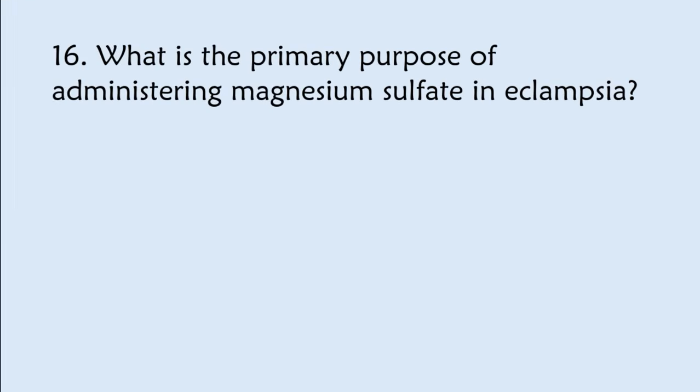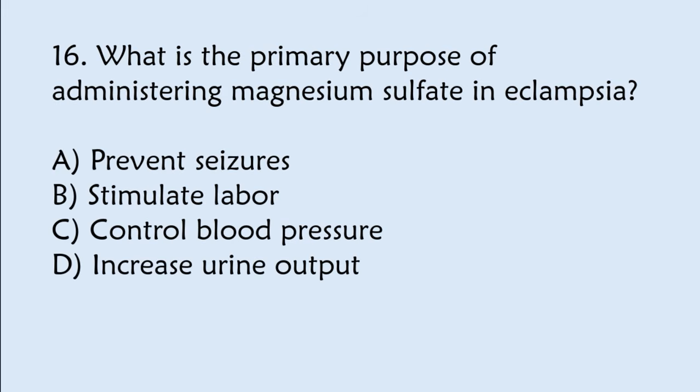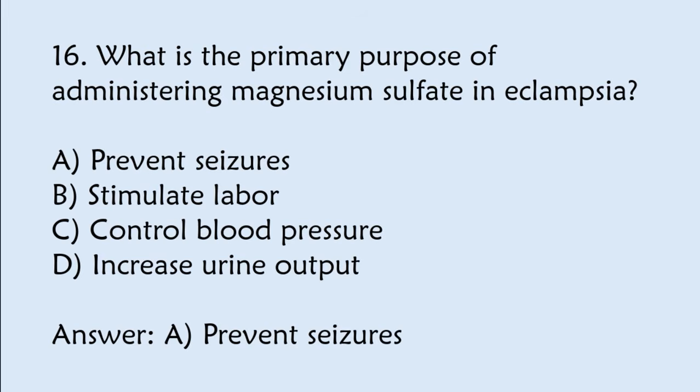What is the primary purpose of administering magnesium sulfate in eclampsia? Prevent seizures, stimulate labor, control blood pressure, increase urine output. Correct answer is option A, prevent seizures.